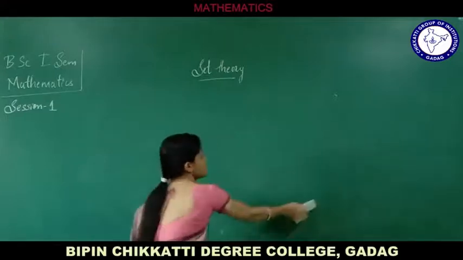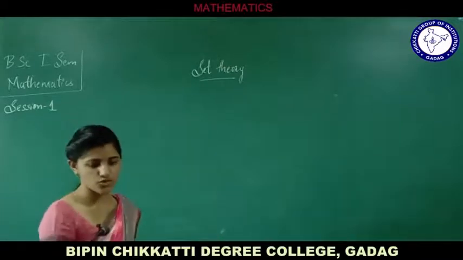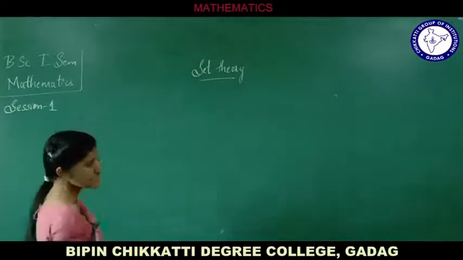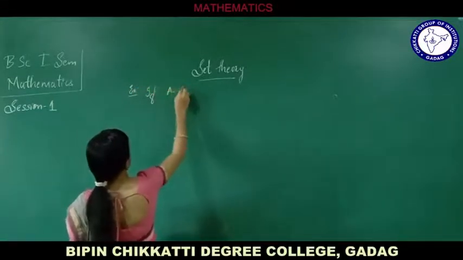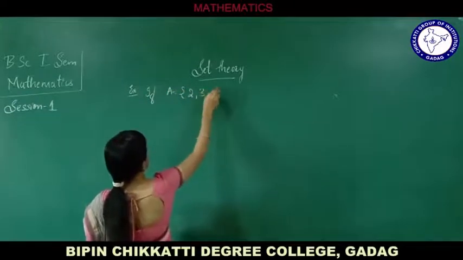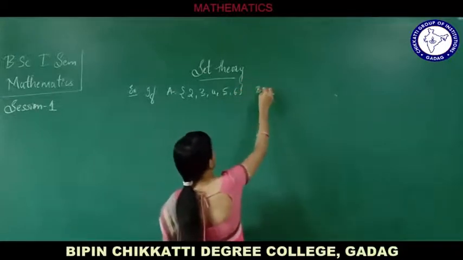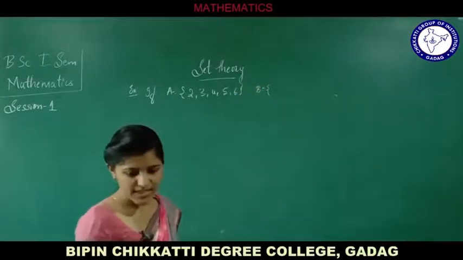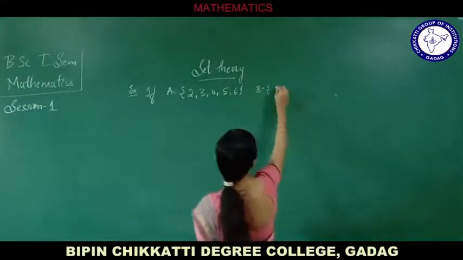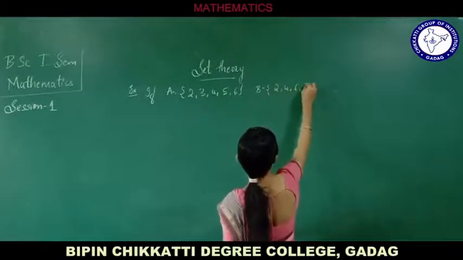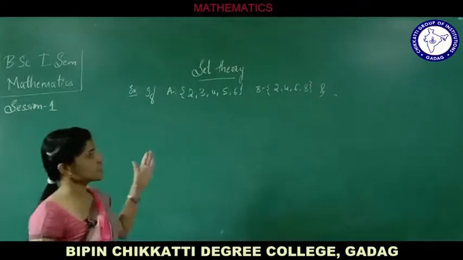These are a few things we need to know initially. Let us consider set A equals 2, 3, 4, 5 and 6, and let set B be equal to 2, 4, 6, 8. And what are we supposed to do? We are supposed to define the relation between the elements.